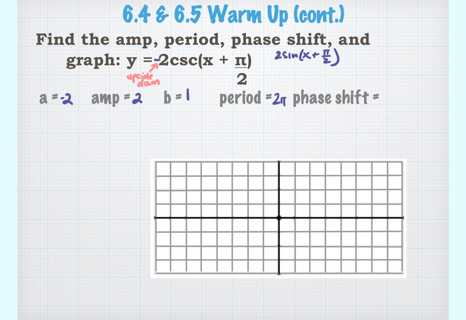If we've remembered them already, that means we know our key points: 0, pi over 2, pi, 3 pi over 2, 2 pi. If you don't remember them, then you get them by doing 0, a fourth, a half, 3/4, and the period. Our phase shift, if I set this equal to 0, is a negative pi over 2, which means all of these points are going to shift left.